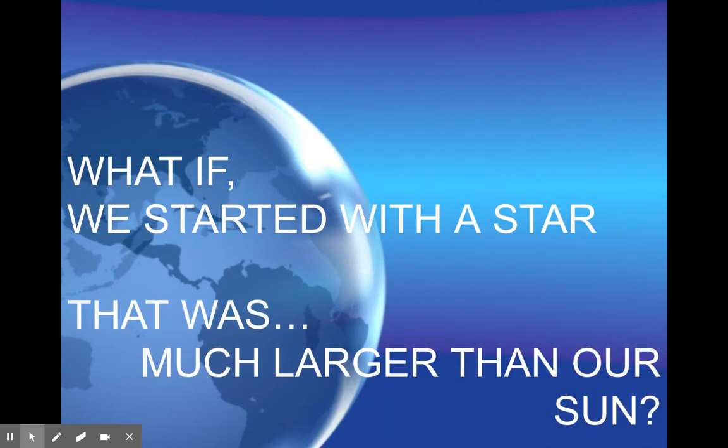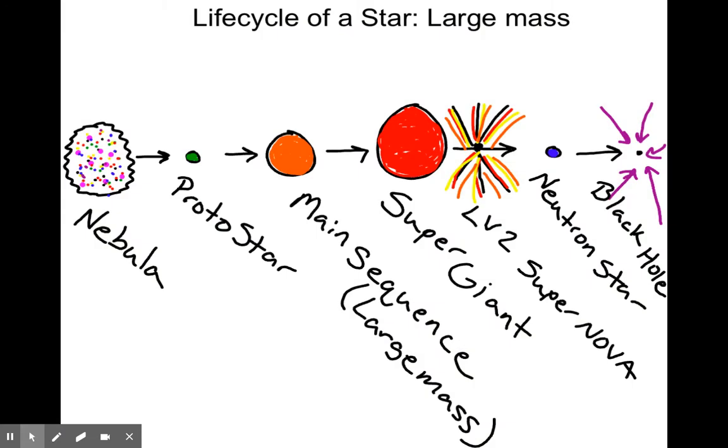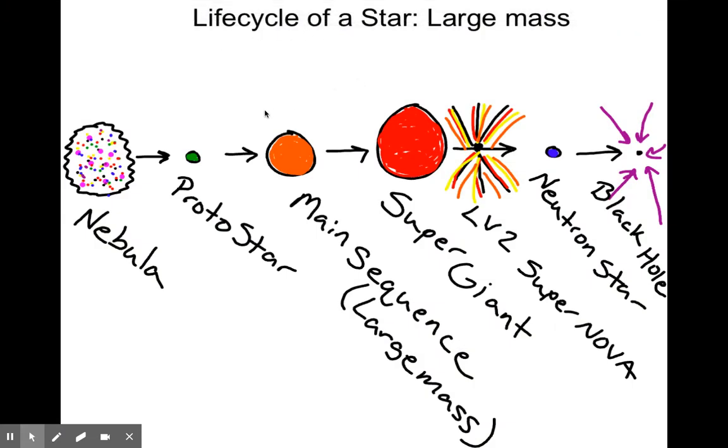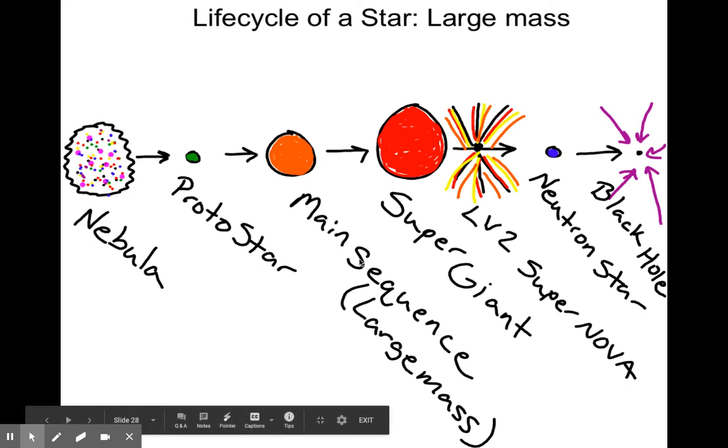So what if we started with a star that has much more mass than our sun? This is the life cycle of a large mass star. Again, everything starts out the same. It all starts out with a nebula. It then becomes a protostar, a baby star again. But this baby star becomes a bigger person. It's a main sequence, but a large mass star. It still goes to the main sequence, but it has a lot more mass.